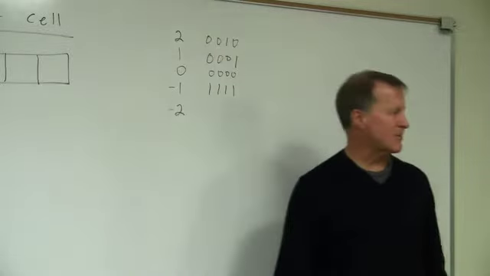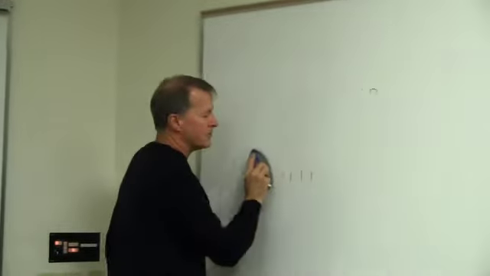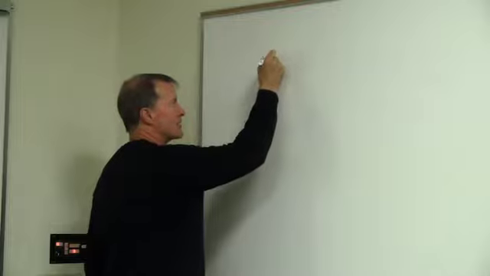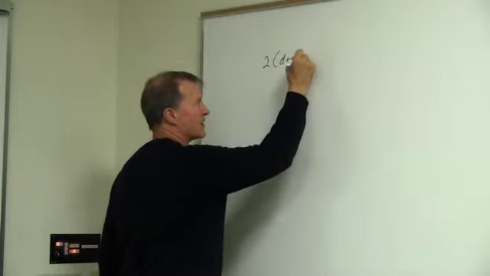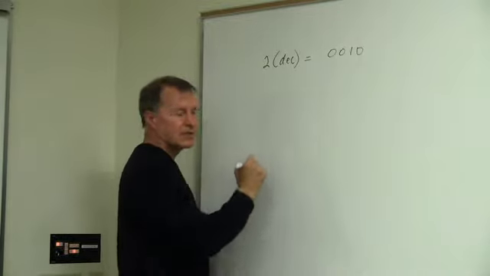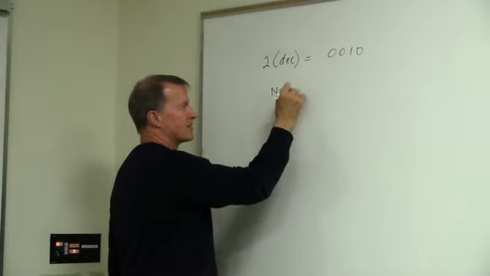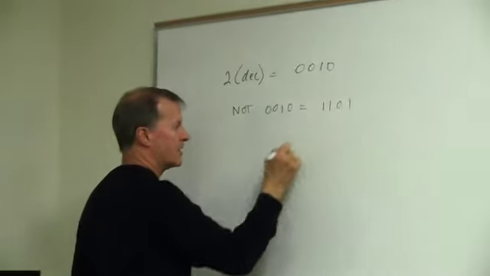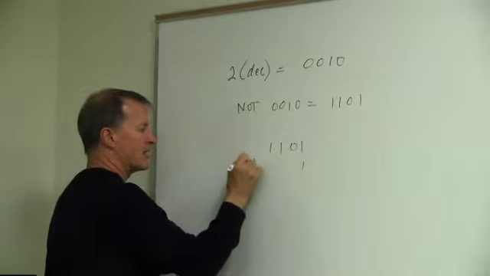What do you suppose that's going to be? Let's come over here. So now what do we do? Well, how is 2 stored? Okay, so here let's do it stepwise. So 2 decimal is what binary? 0010, right? So now what's the recipe? We do not 0010, which is 1101. Are you with me? So we have 1101, and then we add 1.